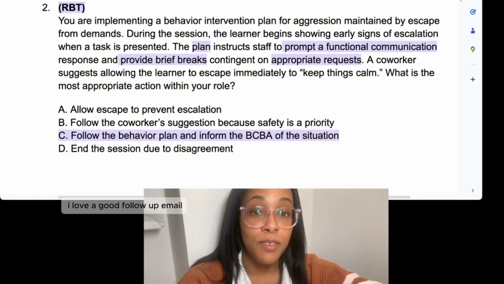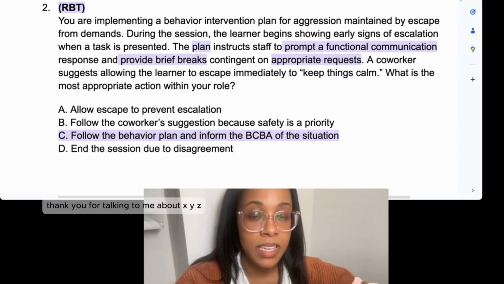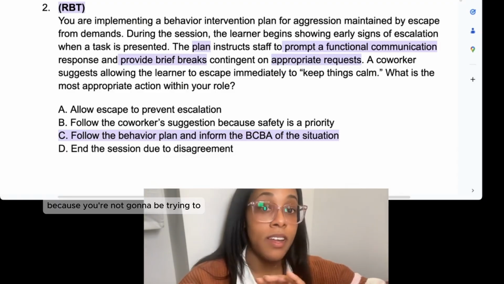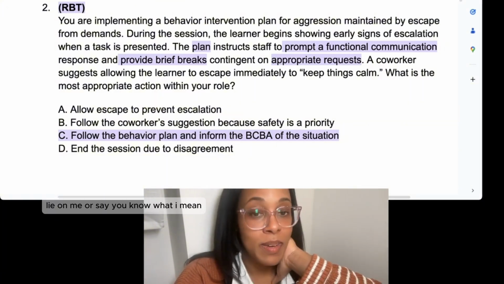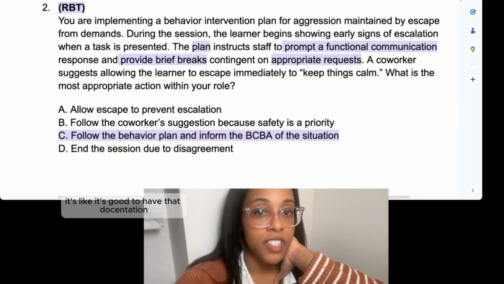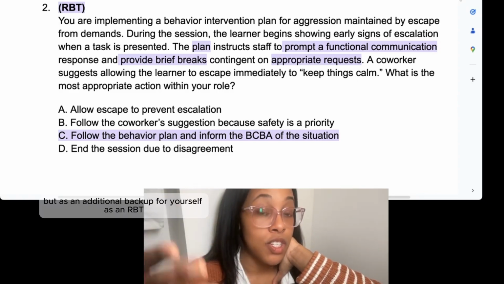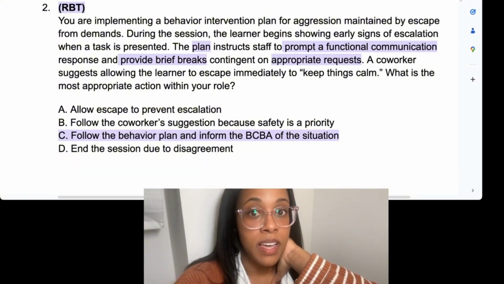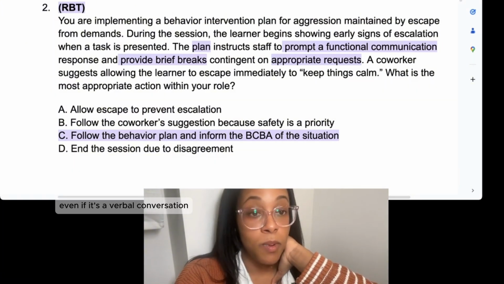I love a good follow-up email. Thank you for talking to me about XYZ. This is what was discussed, because you're not going to be trying to lie on me, you know what I mean? It's good to have that documentation. So I always tell RBTs, do this as an additional backup for yourself to protect yourself. Inform the BCBA of the situation, even if it's a verbal conversation.